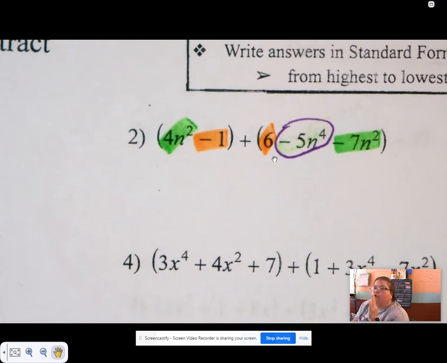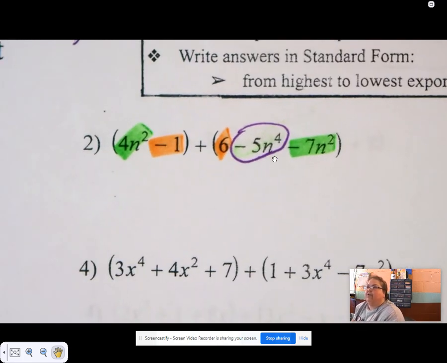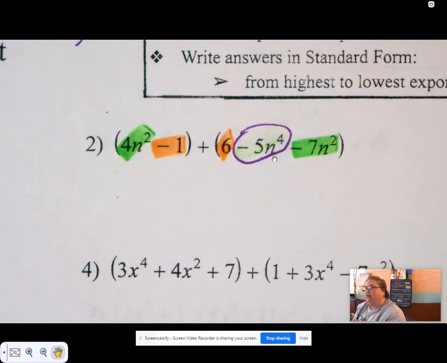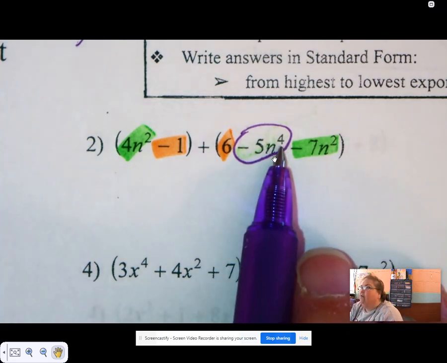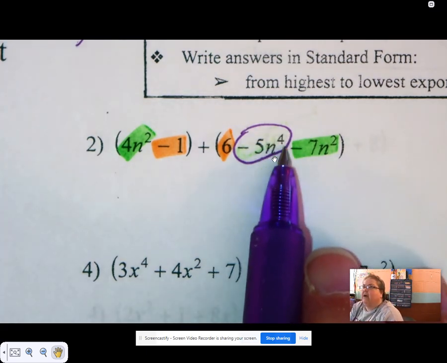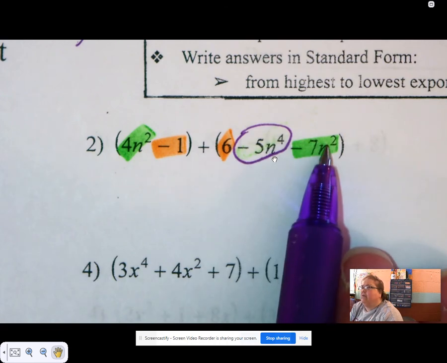Now, you can work these however makes better sense to you. I just want to show you the other way to do it. Another way, so you don't have to rewrite it, is to start with the highest exponent. Which one is the highest exponent? Well, 4. 4 is my high, and then I've got a 2, and then I don't have any more.